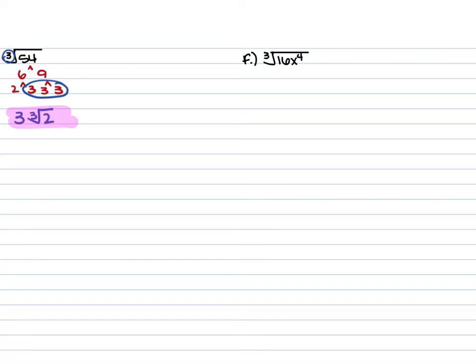For example F, we have the cube root of 16x to the 4th power. For this one, I'm going to separate it into the cube root of 16 times the cube root of x to the 4th power. The 16 I find the prime factorization of, I know it's 4 times 4. The 4 is 2 times 2. I'm looking for a group of 3. So I have 3 2s here. I pull the 1 out to represent those 3 2s. That 2 that's left over stays underneath the radical.